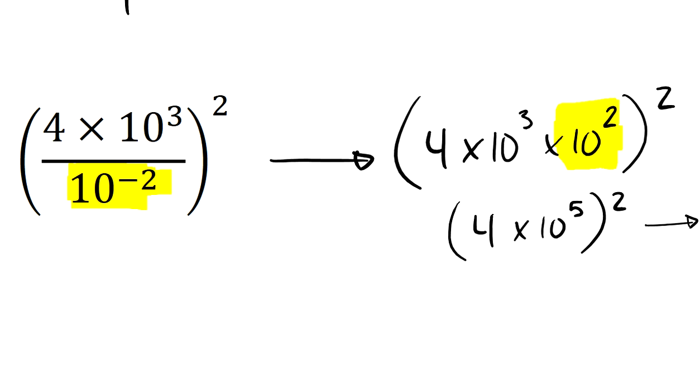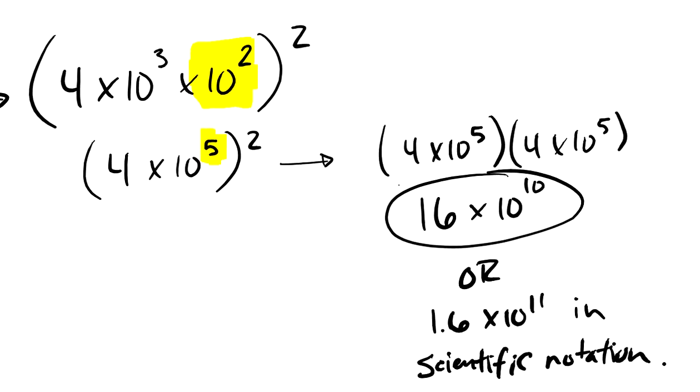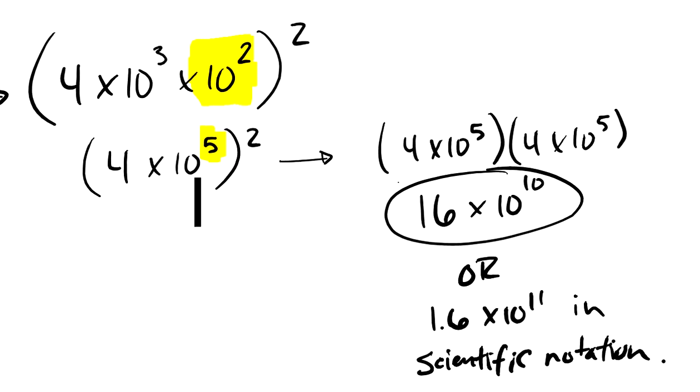And now in this numerator, I've got 3 factors of 10 and 2 additional factors of 10 for a total of 5 factors of 10. So 10 to the third times 10 to the second is 10 to the fifth. And there's still the number 4 there. If I want to, I can think about this as multiplying this thing times itself. So I went ahead and just wrote this out as 4 times 10 to the fifth times 4 times 10 to the fifth, which is 16 times 10 to the 10th power, right?